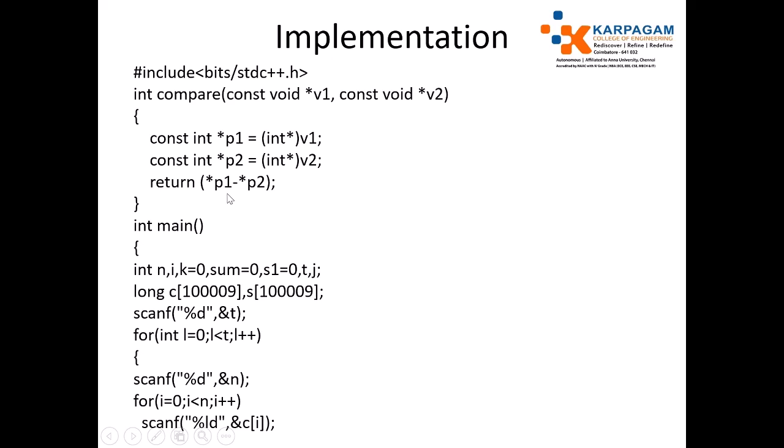For comparison, just find the difference between the two values. If the two values are equal, it will return 0. If the first value is greater and the second value is less, it will return a positive value, otherwise it returns a negative value. This is a comparator. This function should be implemented before sorting the elements in an array.